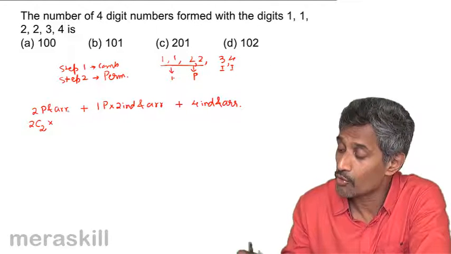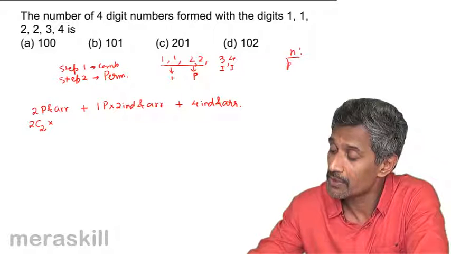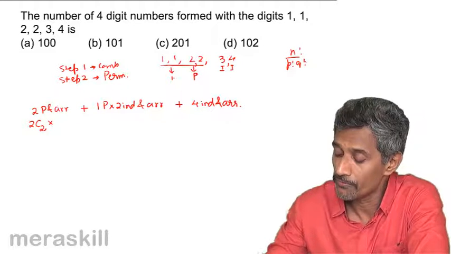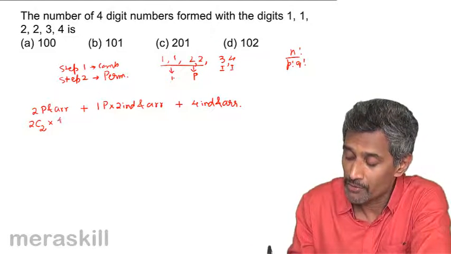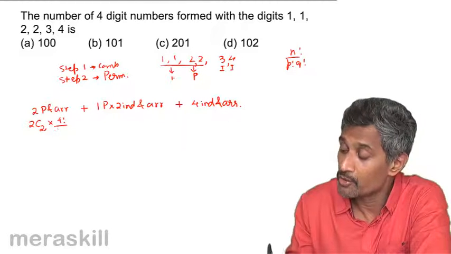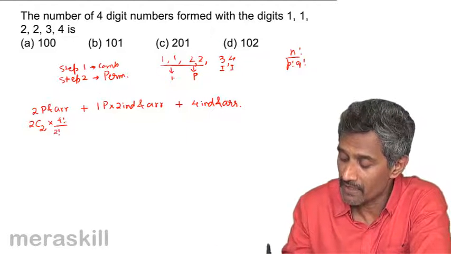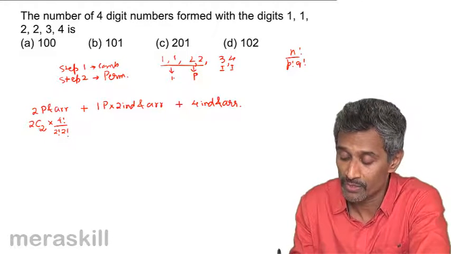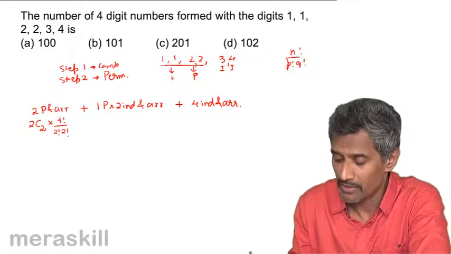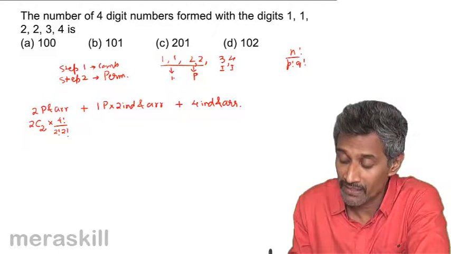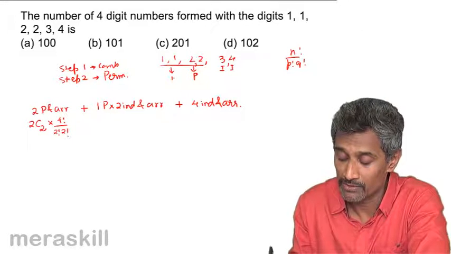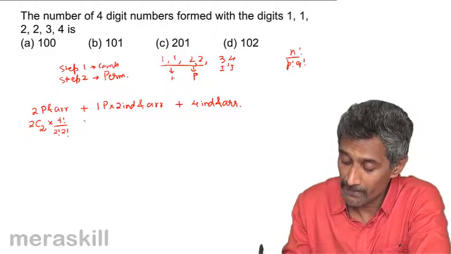So that means you're going to use the formula n factorial upon p factorial upon q factorial, which is going to be 4 factorial. 2 of these pairs are of one kind and 2 are of the other kind, so it will be 2 factorial. So first you're choosing 2 pairs out of 2 in only one way, and then arranging them in 4 factorial. So this is one way of choosing.